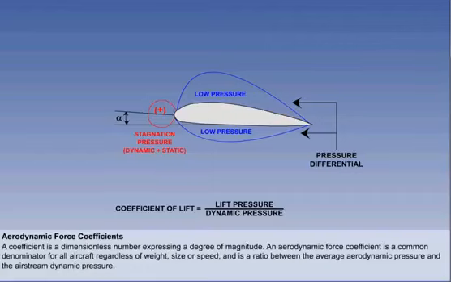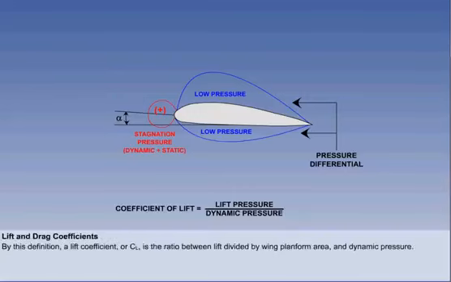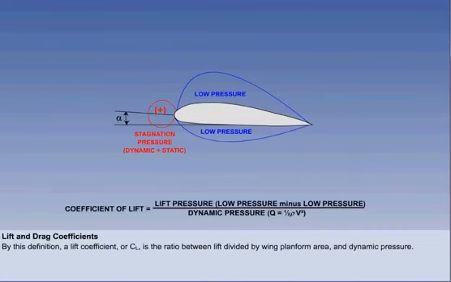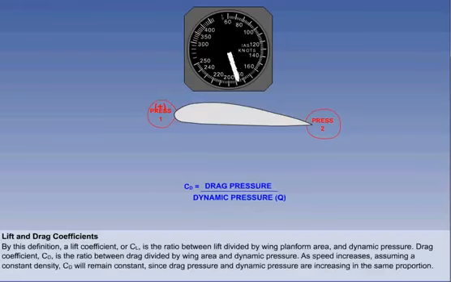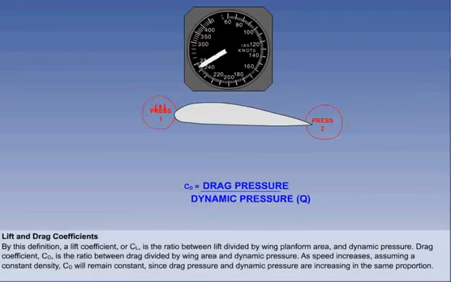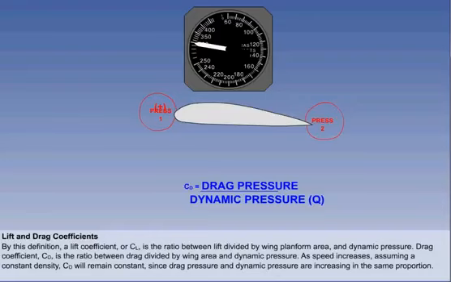By this definition, a lift coefficient, or CL, is the ratio between lift divided by wing planform area, or lift pressure, and dynamic pressure. A drag coefficient, CD, is the ratio between drag divided by wing area and dynamic pressure. As speed increases, assuming a constant density, CD will remain constant, since drag pressure and dynamic pressure are increasing in the same proportion.